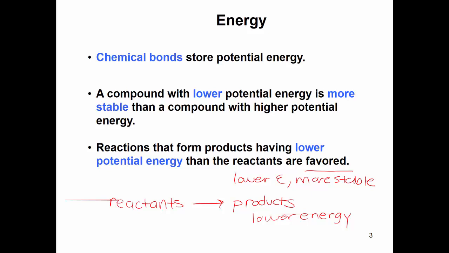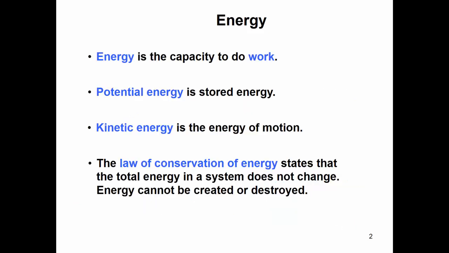And real quick, I missed this, just to give you an idea. If you have a hill, for example, and you have a ball on top of the hill, if it's just sitting there, then it has potential energy, right? Because it's not moving, but it's stored. But if that ball rolls down the hill, then that would be kinetic energy, the energy of motion.